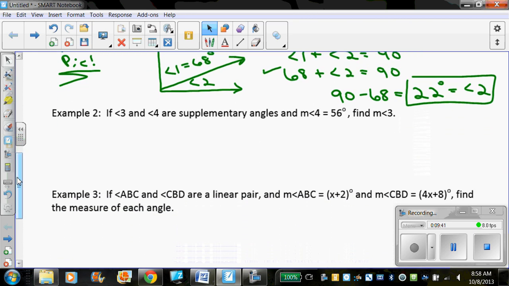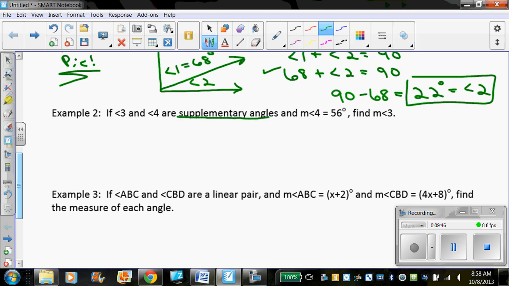So same kind of thing here with the supplementary angle. Here, example 2, we're talking about supplementary angles, which means that they add up to 180 degrees. To make it easy, I'm going to create a linear pair drawing. And I'm noticing they're saying angle 3 and 4. I'm going to say this is my angle 3, this is my angle 4. I do know they add up to 180. Now, the measure of angle 4 is 56 degrees. So now we need to find our angle 3.